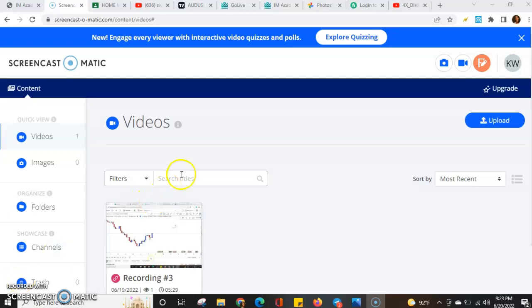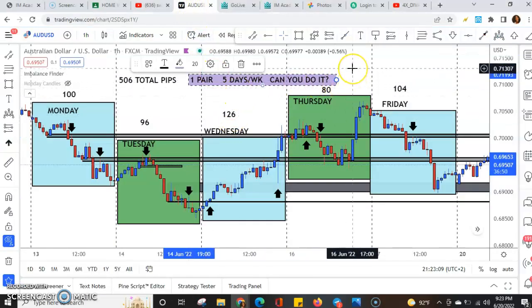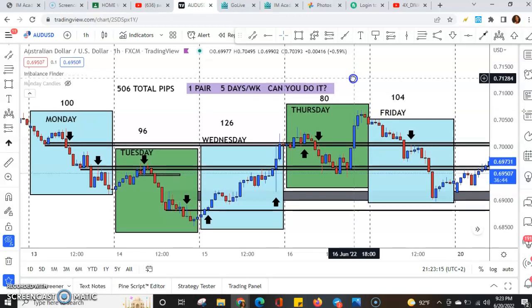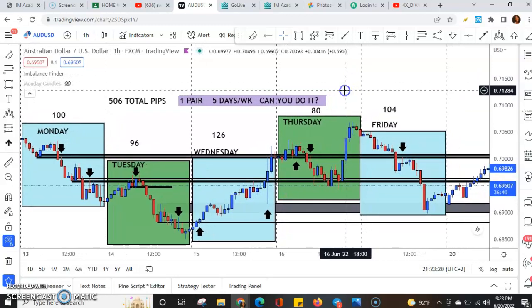Hello, family. Today we're going to go over a simple technique to help you focus on one pair for 5 trading days and to actually see the impact on how many pips you can catch in a week. Without further ado, let's get started.